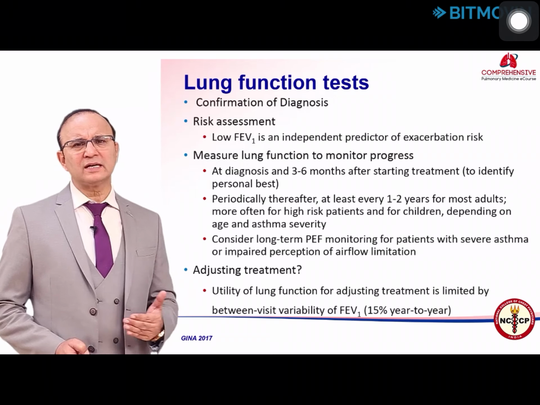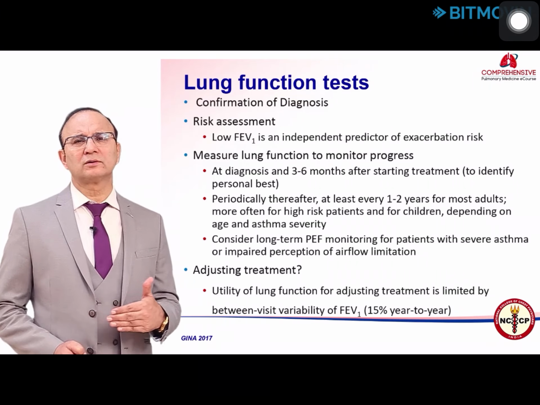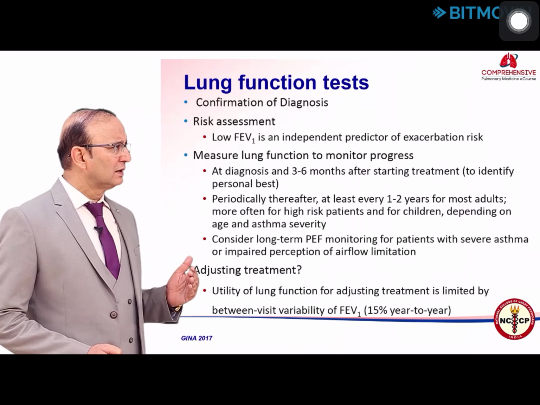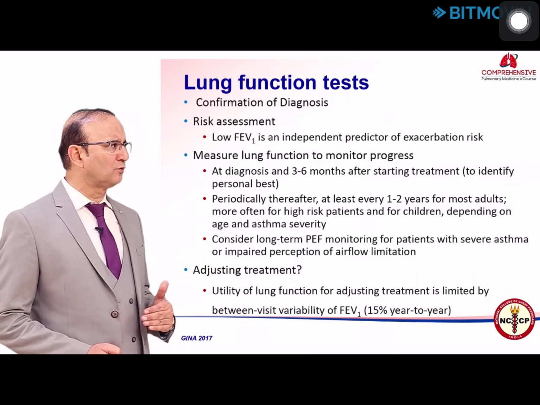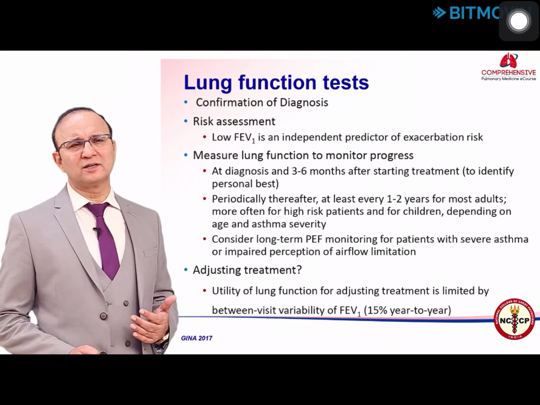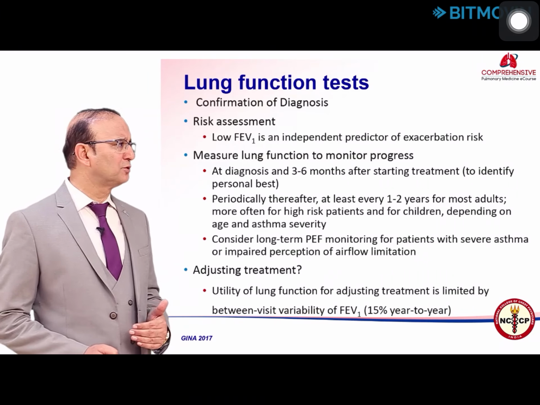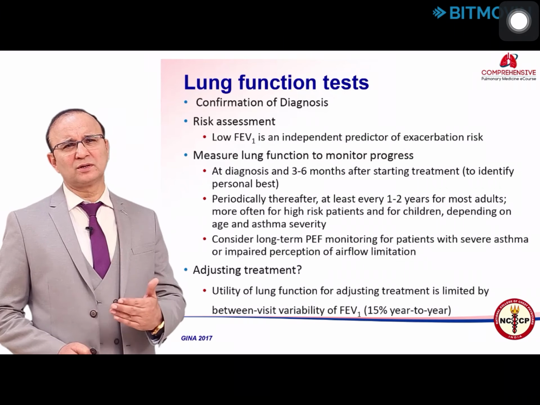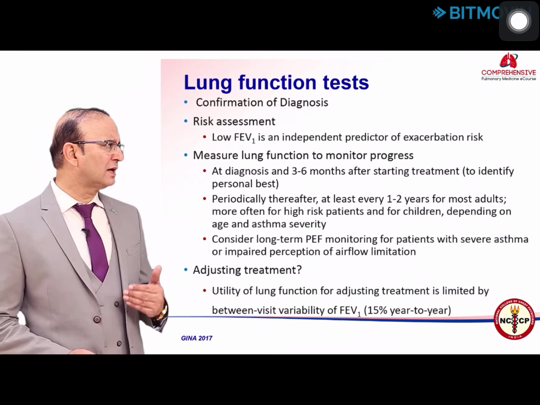So when you are treating a patient, it is also important how to go about managing these patients. Low FEV1, I said, is a predictor of exacerbation risk. So you should do lung function in these individuals at least every 3 to 6 months when the patient has come to you, and then if the patient remains all right, you can do lung function at least once every year in your patient.